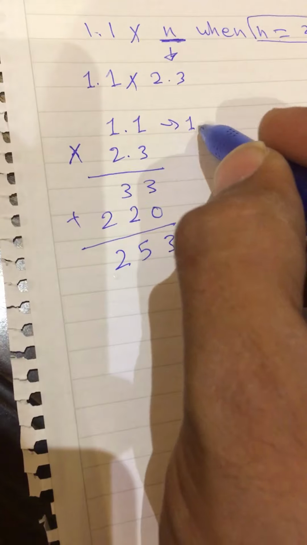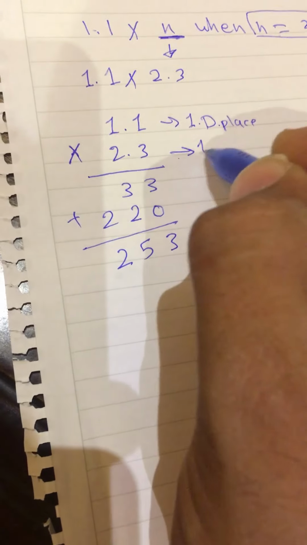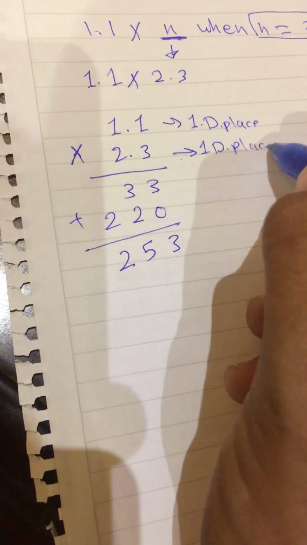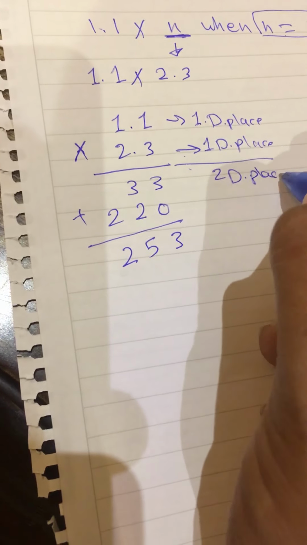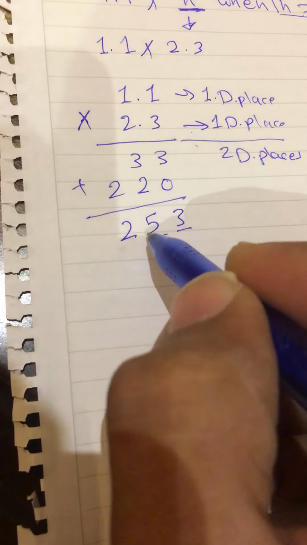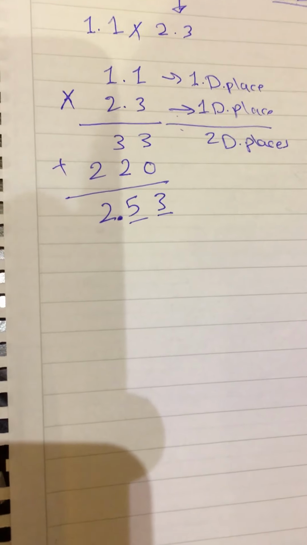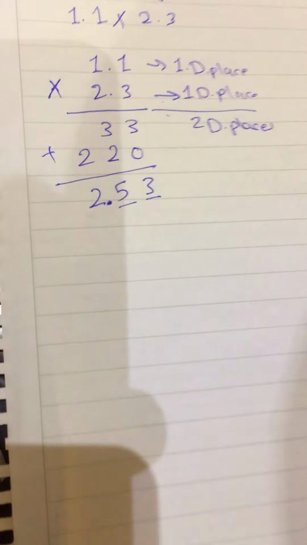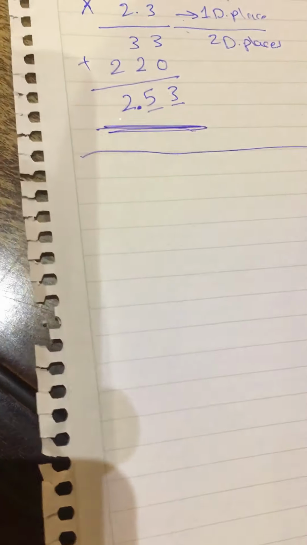Here we have only one decimal place. Here we have one decimal place. In total, we have 2 decimal places. So I have to count from right side again. 1, 2. The answer becomes 2 and 53 hundredths. Okay, boys? This is how to find the product. And you have in your book how to simplify.